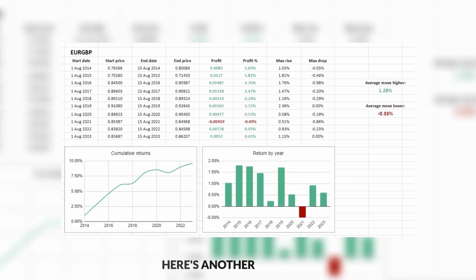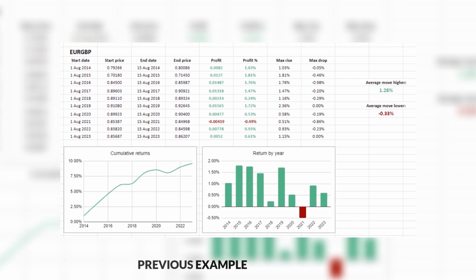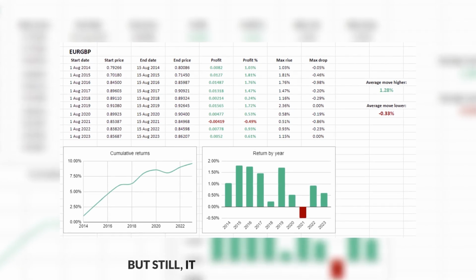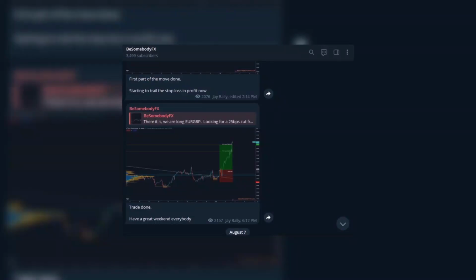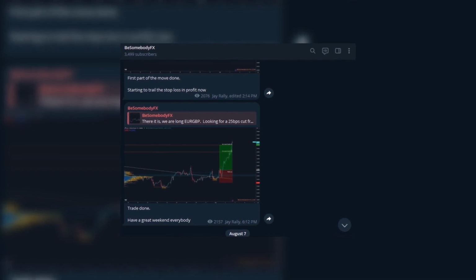Now, here's another example. This is a recurring seasonal flow that happens on EURGBP in early August. It's quite consistent. It's not as consistent as the previous example on the S&P 500, but still, it gives you that extra bit of confidence and confirmation to know what to trade and in which direction to trade it. Simply, to put it very simply, seasonality gives you an extra edge, which is always good.